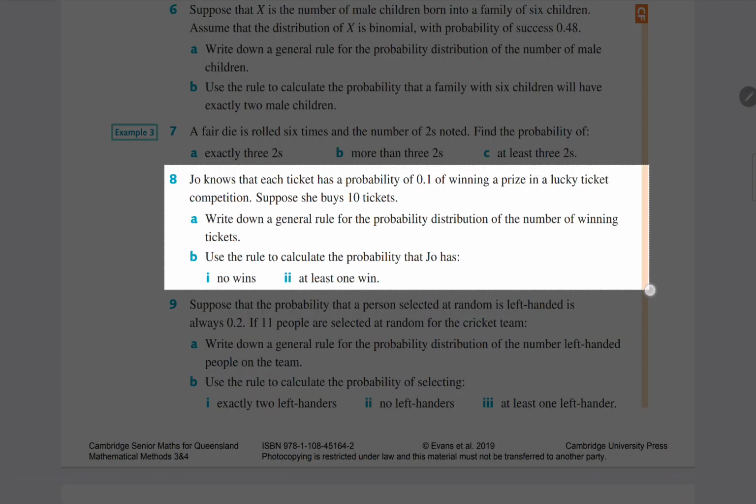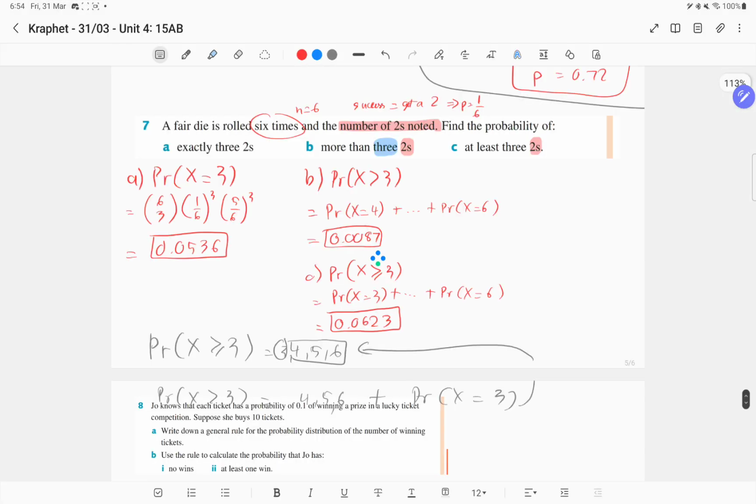Question 8. All right, question 8 is the interesting one.